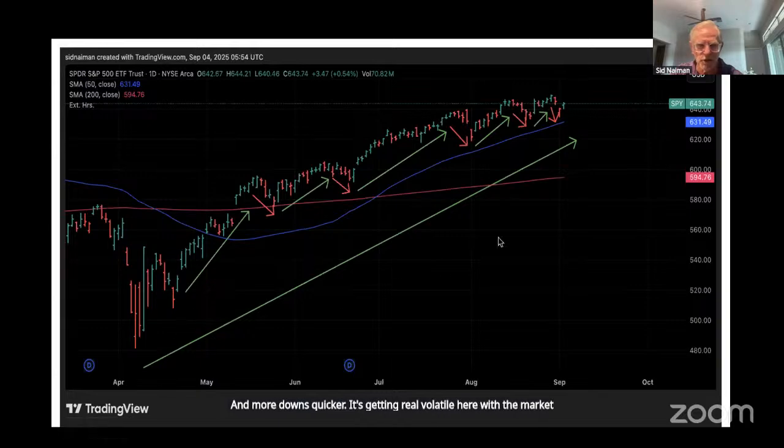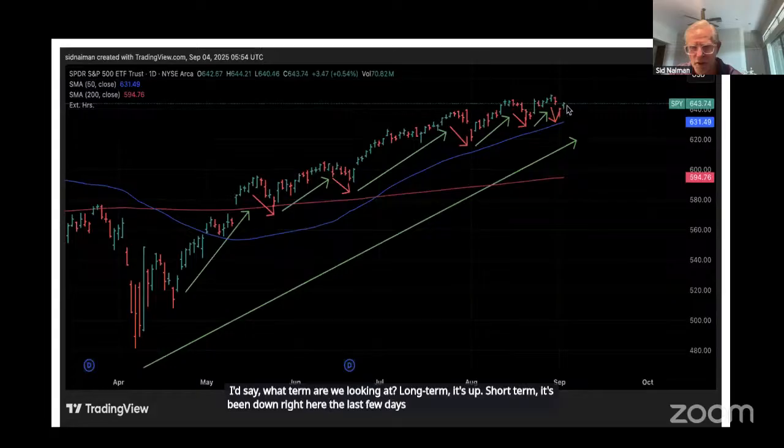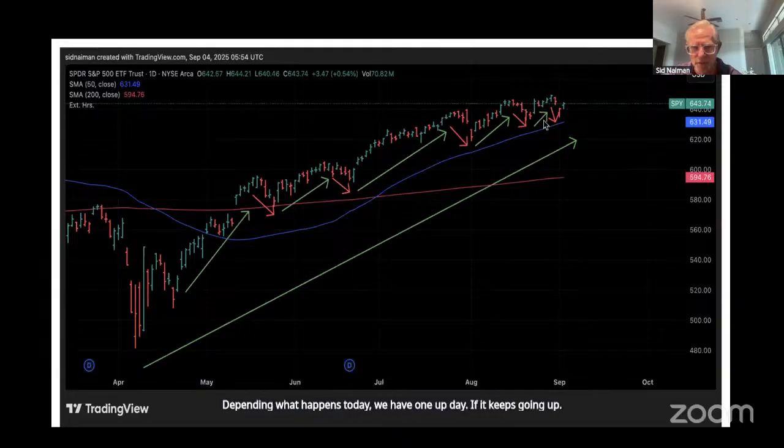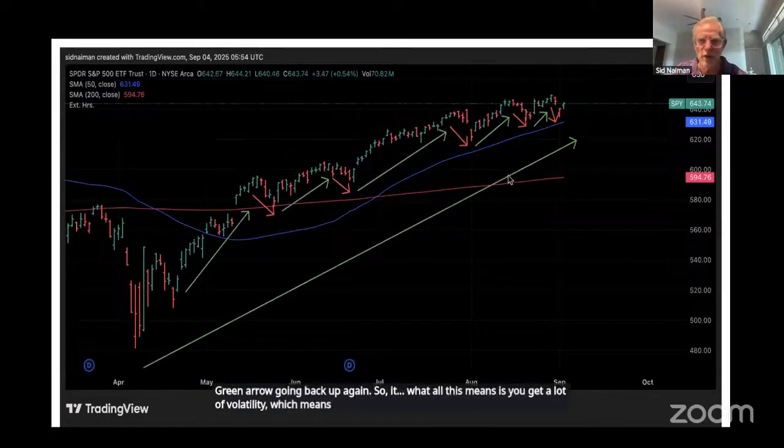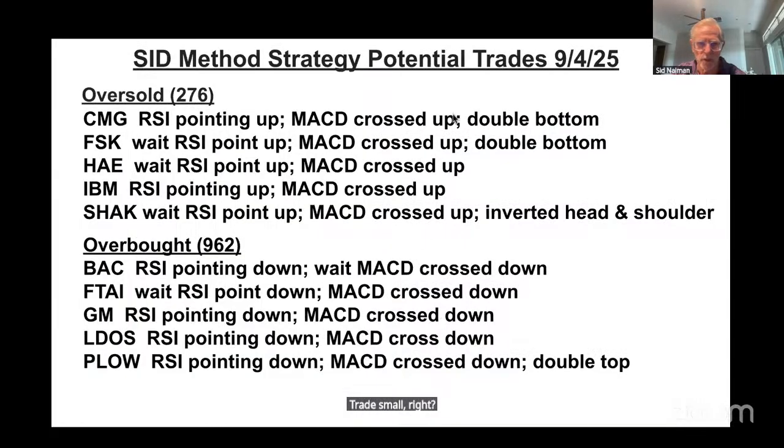It's still in this long-term uptrend. If you asked what the market trend is long term, I'd say, what term are we looking at? Long term, it's up. Short term, it's been down the last few days. Depending what happens today, we have one up day, and if it keeps going up, then we'd have this green arrow going back up again. So what all this means is you get a lot of volatility, which means you really have to be quick and accurate in making sure you get all the indicators in place before you do a trade, and trade small, right?